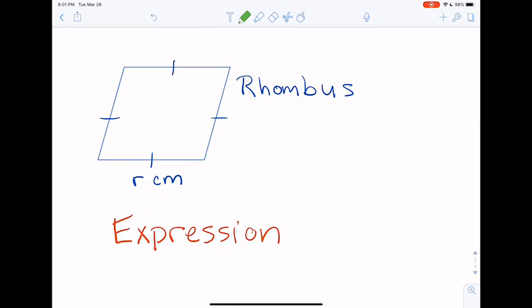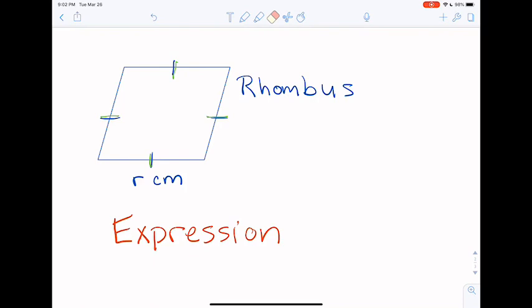Here is a rhombus. Now a rhombus is kind of like a square, but it doesn't have those 90-degree corners. So it looks kind of like a slanty square. But you can see by my slash marks here that it has equivalent sides. So each side is the same. So if we were going to write an expression for a rhombus, we would think, well, the sides of a rhombus are all the same.